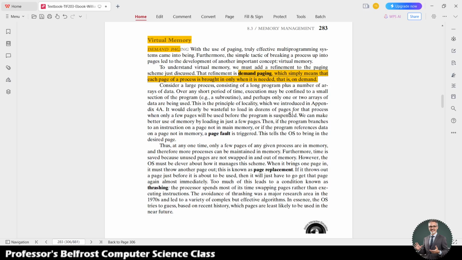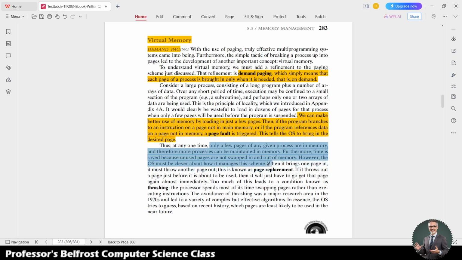So, we can make better use of memory by loading in just a few pages. That is, if the program branches to an instruction on a page not in memory, or if the program references data on a page not in memory, a page fault is triggered. Okay. Only a few pages of any given process at any time are in memory, and therefore more processes can be maintained in memory, and also time is saved. Okay, because we will not do swapping in and out of the memory.